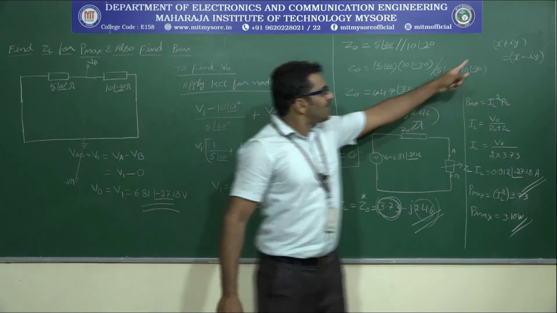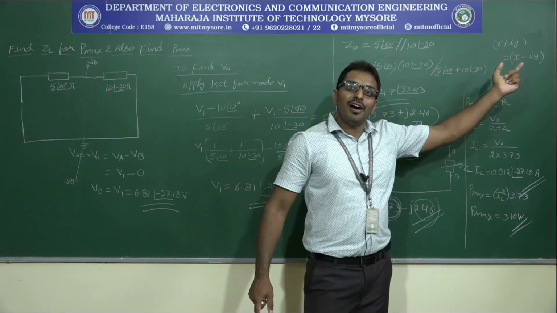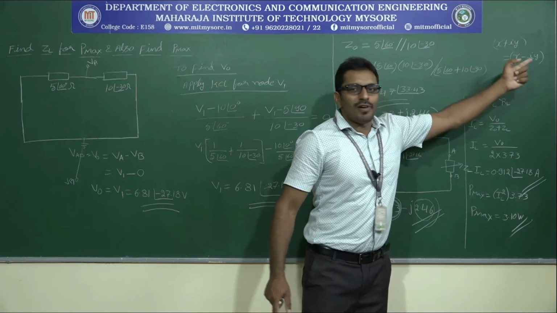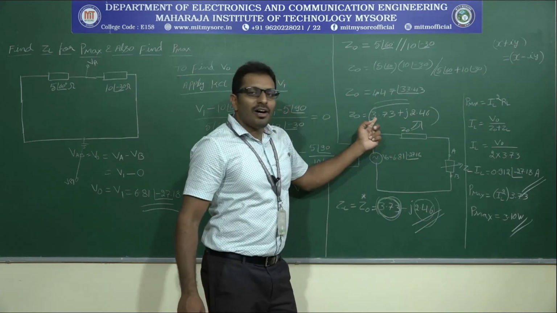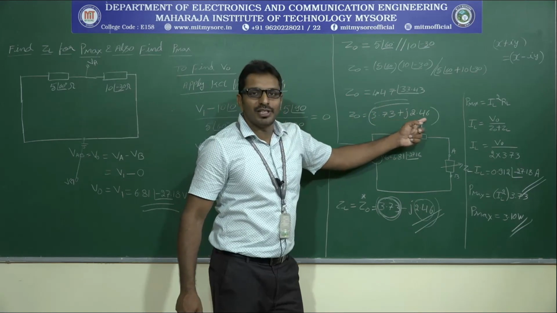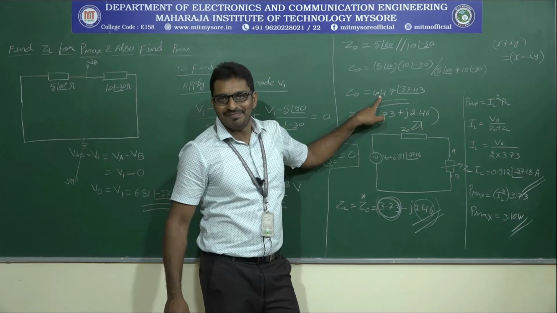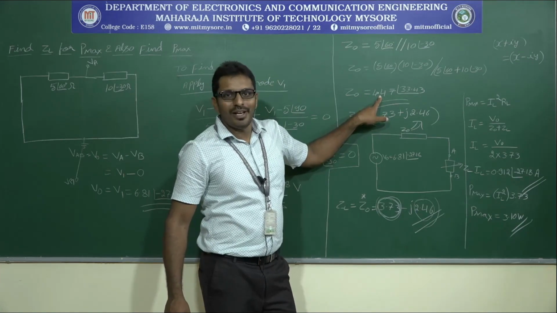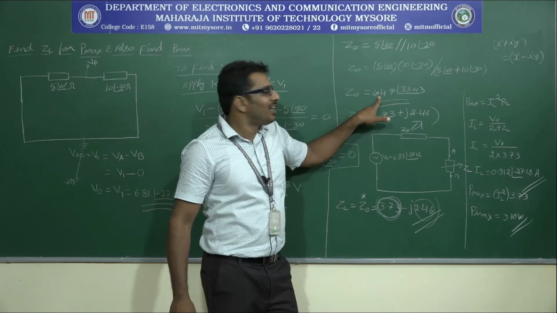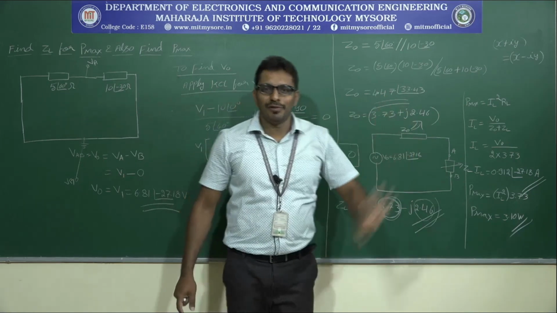Given x plus iy is the complex number, how can we find out the magnitude? Square root of x square plus y square. Same way, square root of 3.73 square plus 2.46 square, or else in polar form the magnitude is directly given. How much? 4.47. Therefore RL is equal to 4.47.